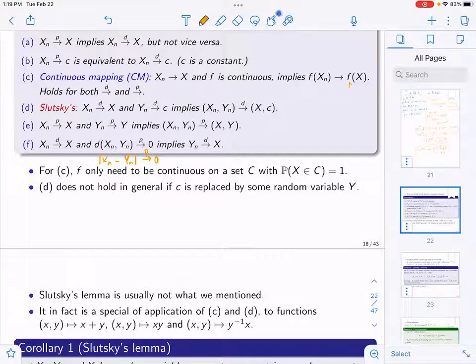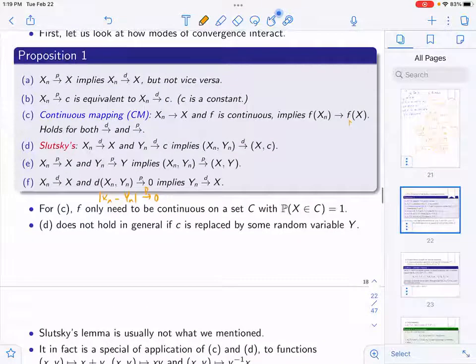The thing that I wrote as Slutsky's lemma sometimes is not stated like this. Instead, the consequences are called Slutsky's lemma. The consequence says that if you combine D and C, you can get very interesting results. So for example, if Xn converges in distribution to X, and Yn converges in distribution, let's say, to C, I can define the function f of x, y to be x plus y. This is a continuous function.